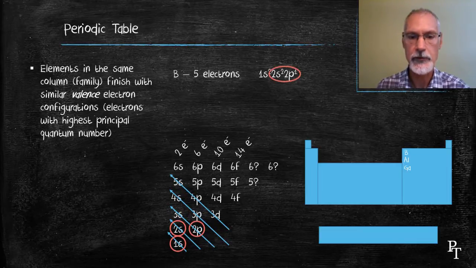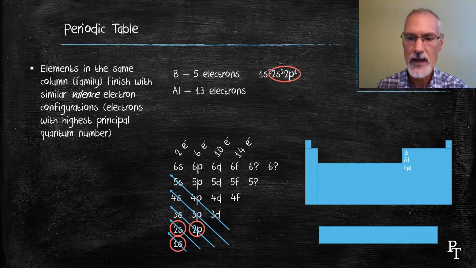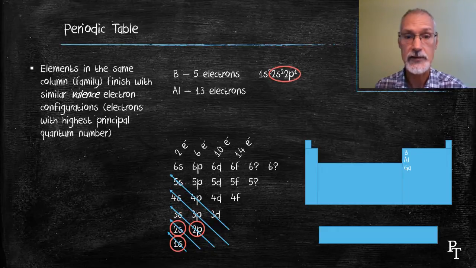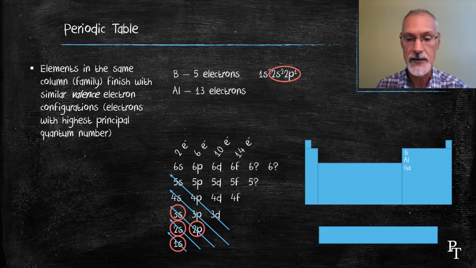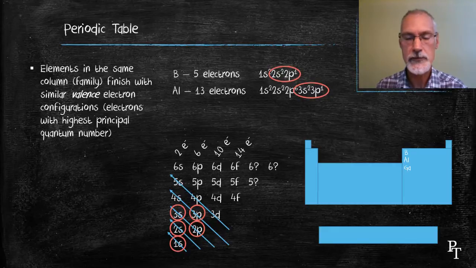Valence electrons are those with the highest principal quantum number, which in this case is 2. So I've circled here what would be considered the valence electrons of boron. Let's go to aluminum now with 13 electrons. I would continue to move on from boron by adding 5 electrons to fill up the 2p, then I would move to the 3s, and then the 3p. And so its configuration would be as follows. And now the highest principal quantum number here is 3, so those would be its valence electrons.